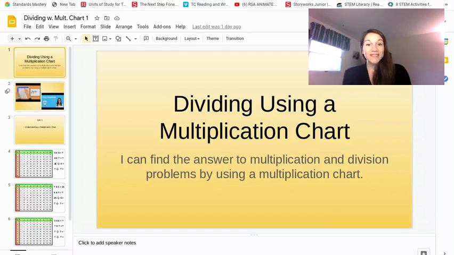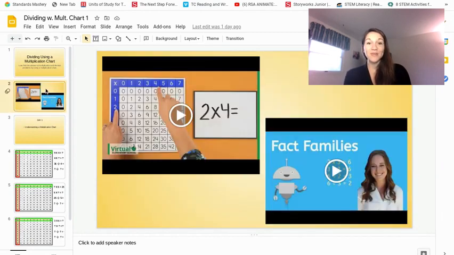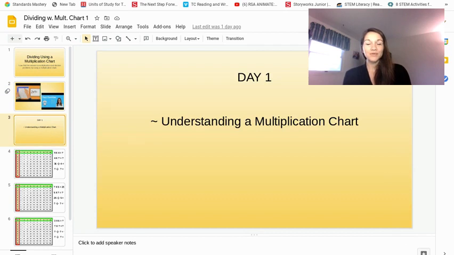In math, that brings us to this slide that you're seeing right here. You are going to be dividing using a multiplication chart. So we're looking at multiplication and division as inverse operations. You're going to continue thinking about those fact families. You have a couple of videos here to watch before you get started. And this is a two-part activity. So today you'll do part 1, and then tomorrow you'll do part 2.